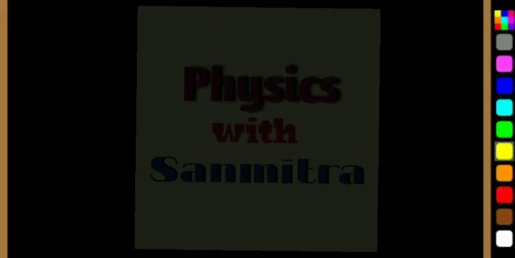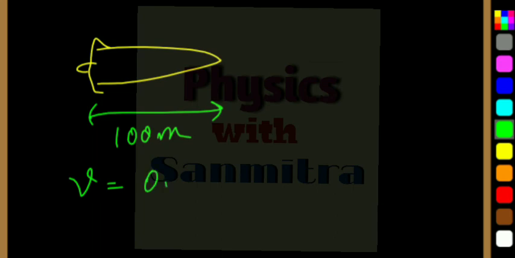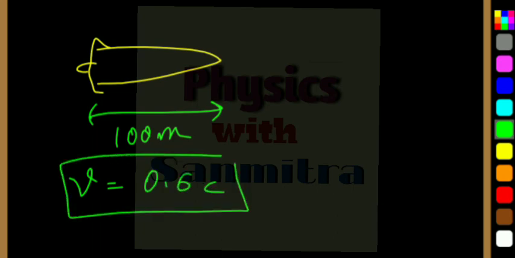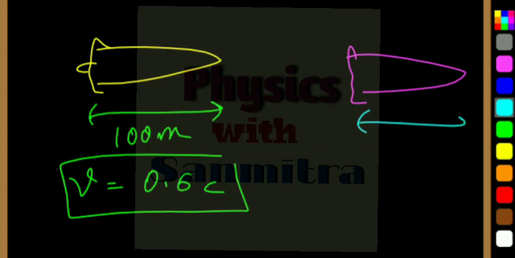Let me give you an example. There is a spaceship. The length of the spaceship is some 100 meter. It is moving with a speed of, let's say, 0.6 c. What is the length of the spaceship with respect to an observer who is outside? What is the new length?